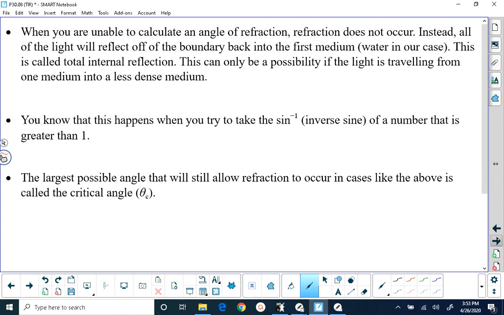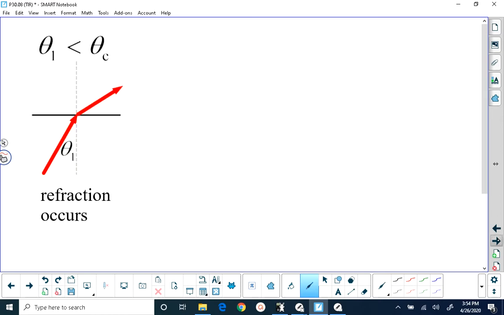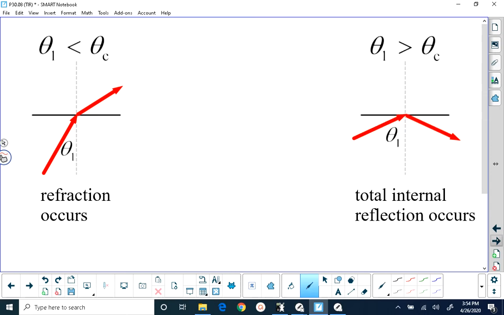And finally, the largest possible angle that will still allow refraction to occur is something which we call the critical angle. Now I want to explain to you what the critical angle is, and then I will show you a demonstration. If the angle of incidence is smaller than the critical angle, then you will have refraction occurring. However, if the angle of incidence is greater than the critical angle, then you will get total internal reflection occurring, like we do at 55 degrees. So 55 degrees is bigger than the critical angle, and you get total internal reflection occurring.